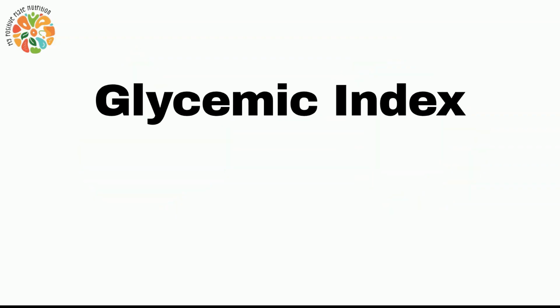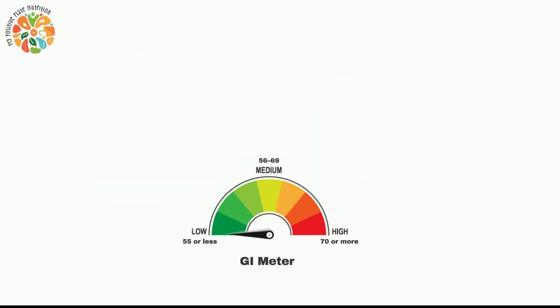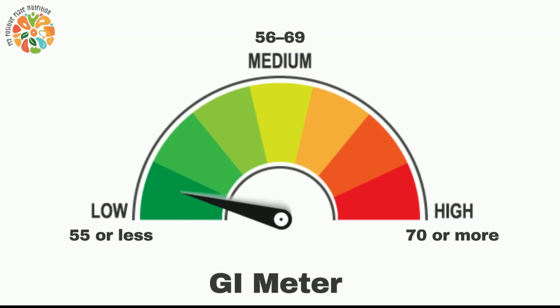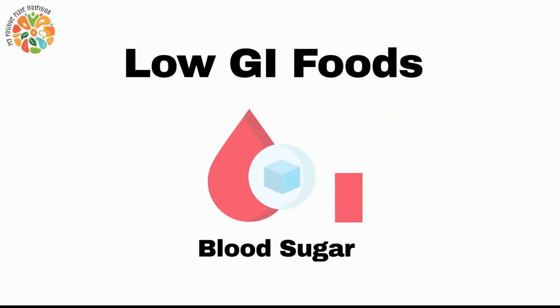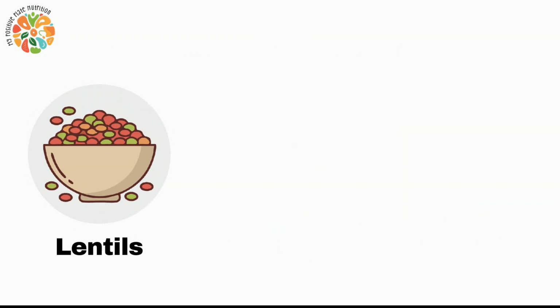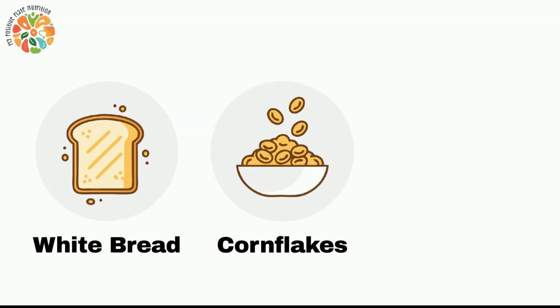Let's begin with glycemic index. Glycemic index, or GI, tells us how fast a food raises your blood sugar. The scale goes from 0 to 100. Low GI foods raise blood sugar slowly. Think lentils, apples, and yogurt. High GI foods raise it quickly, like white bread, cornflakes, and instant rice.